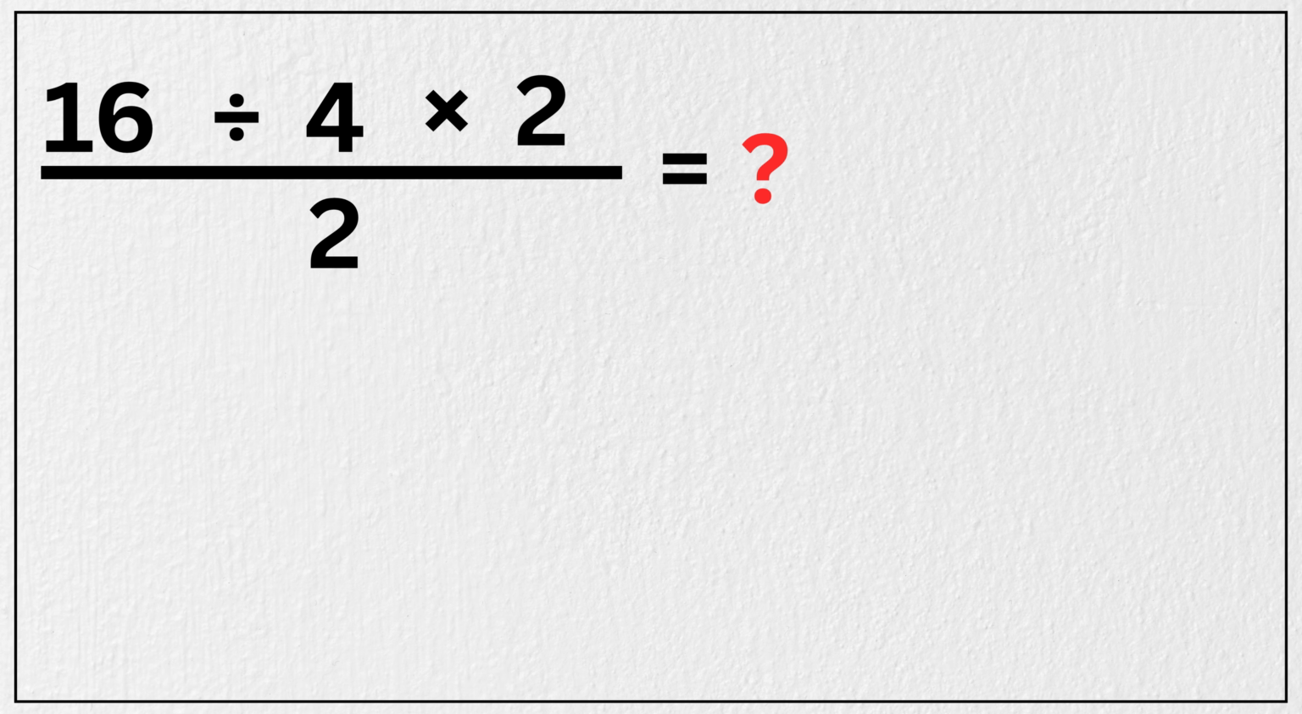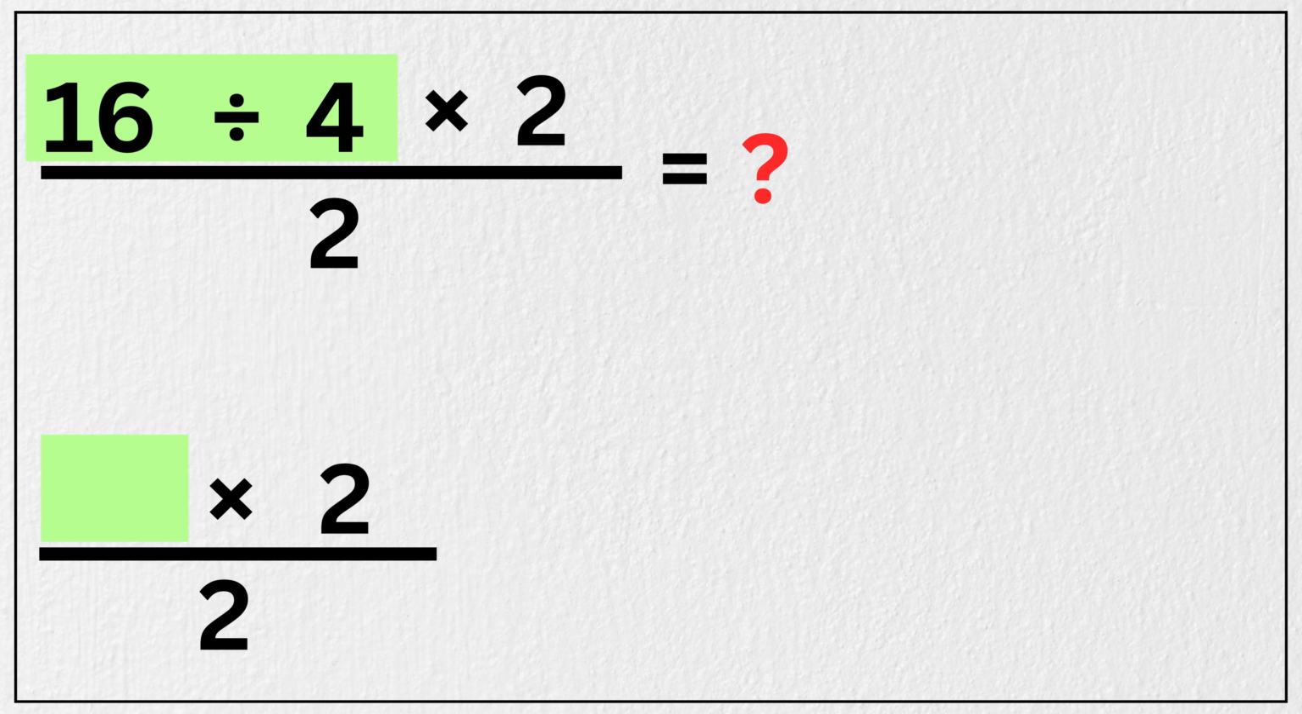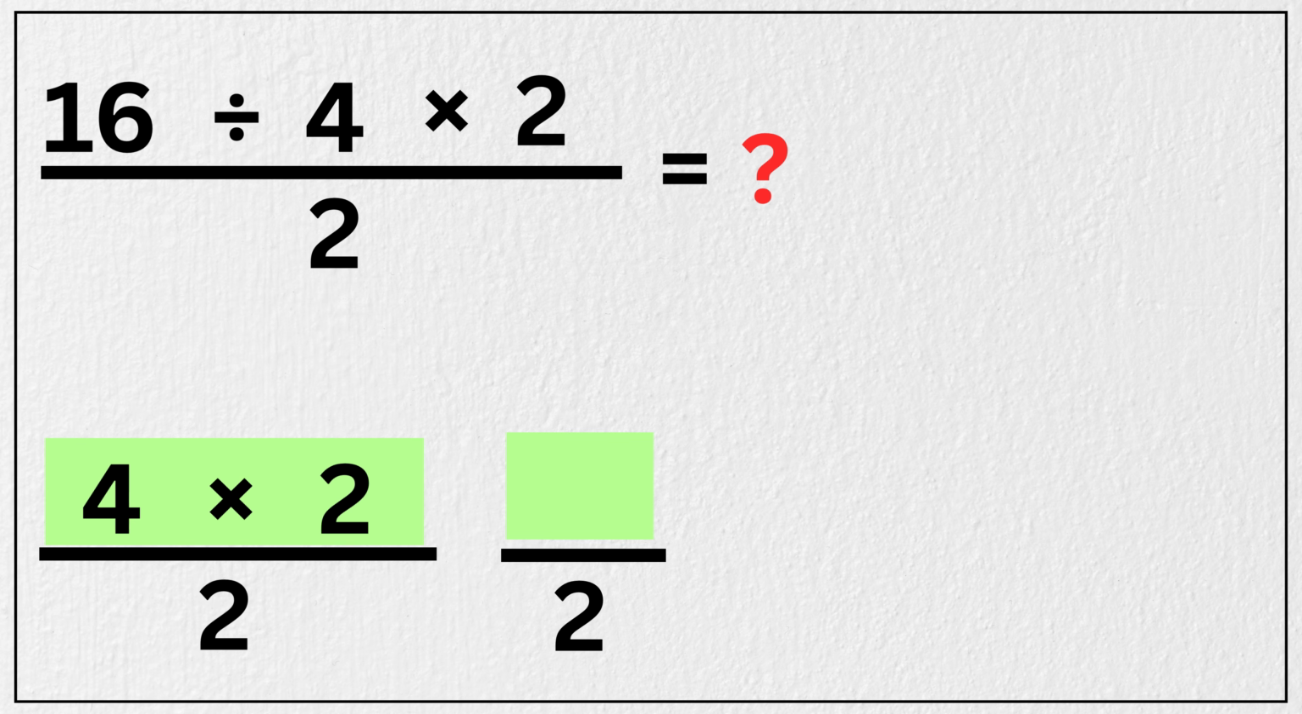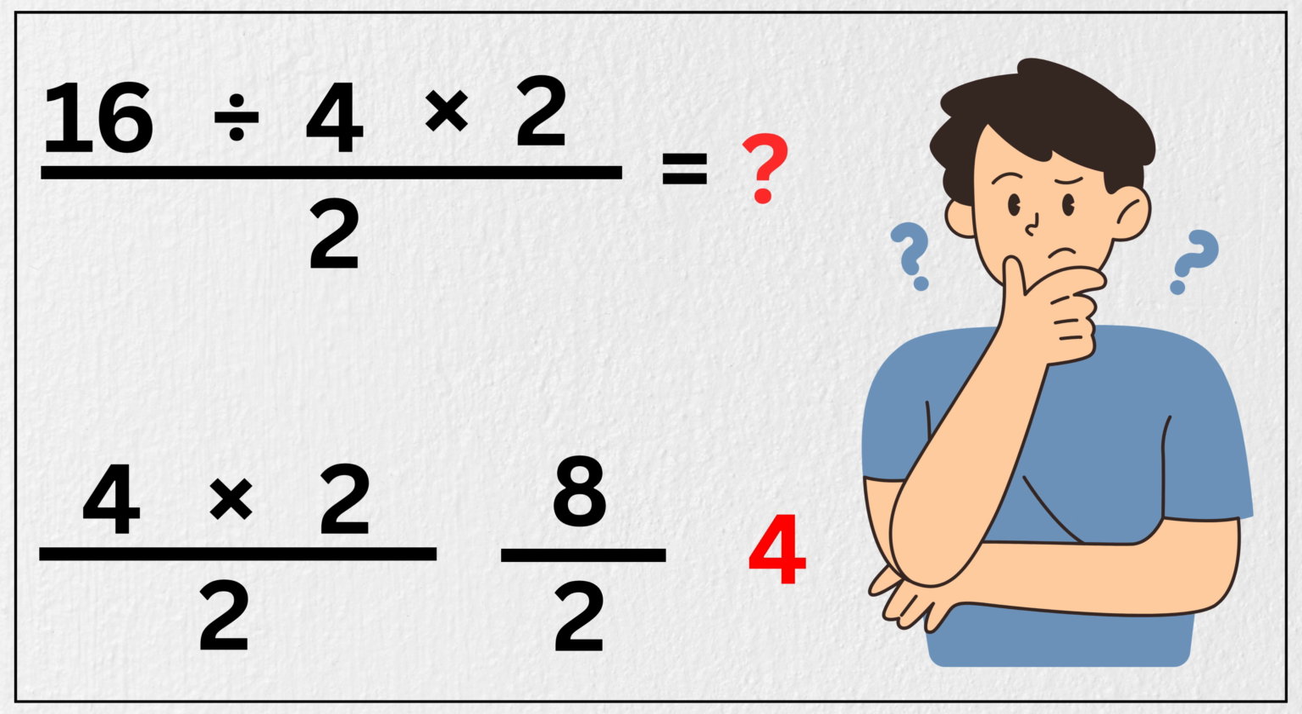Others may do it differently. They might start with 16 divided by 4, which is 4. Then they multiply 4 by 2 to get 8. Finally, they divide 8 by 2 and get 4. So what exactly is the order of operations? Why does it matter so much? And how can it completely change your answer in a problem like this?